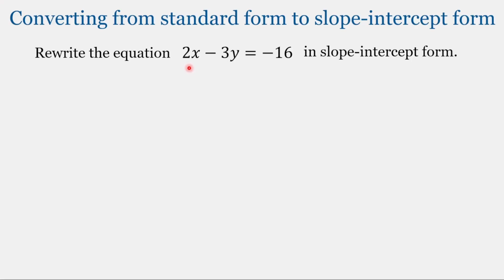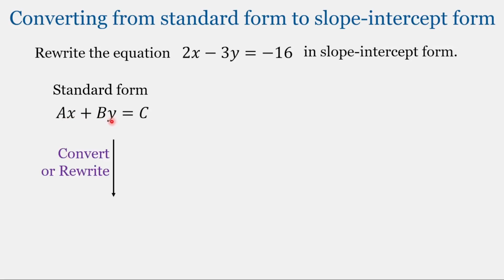Here we have the equation 2x minus 3y equal to negative 16. And we're asked to rewrite this equation into slope-intercept form. Now currently this is in standard form. And with standard form, we have ax plus by equal to c. So this equation shows the relationship of these variables x and y, this ordered pair x and y that is on the line. Now we want to convert this or rewrite it into slope-intercept form.